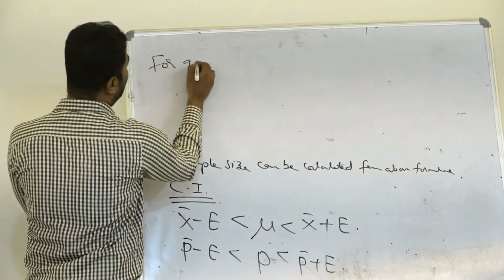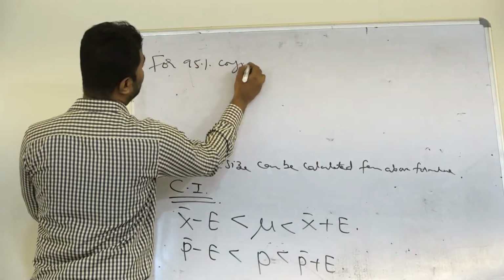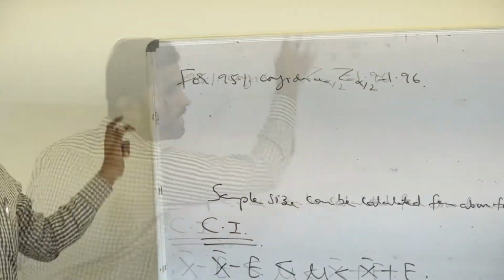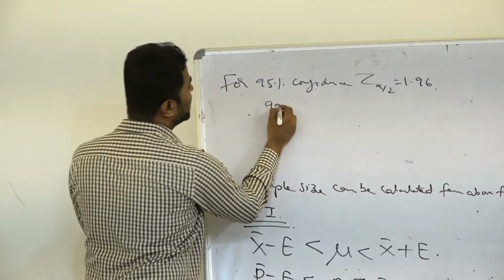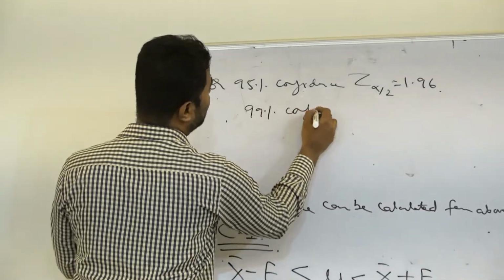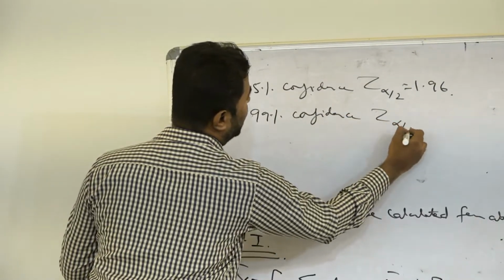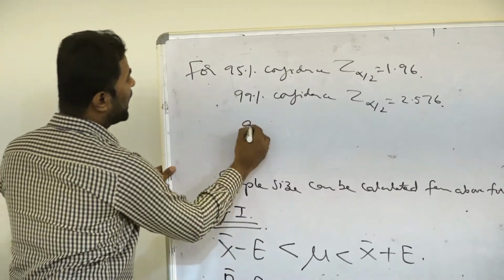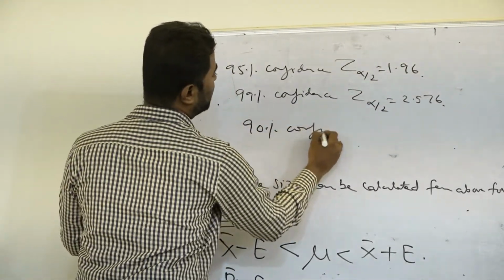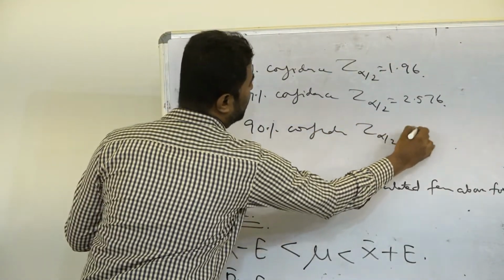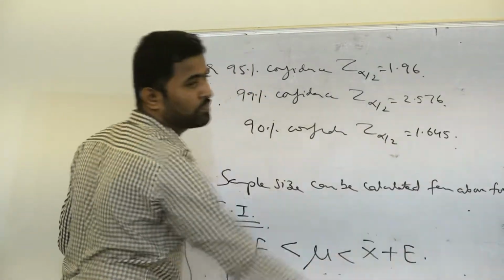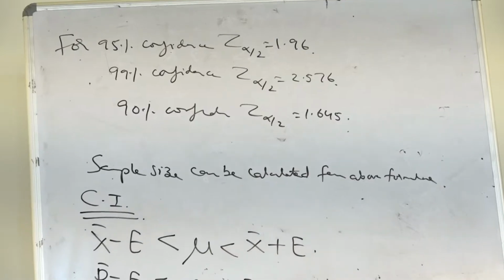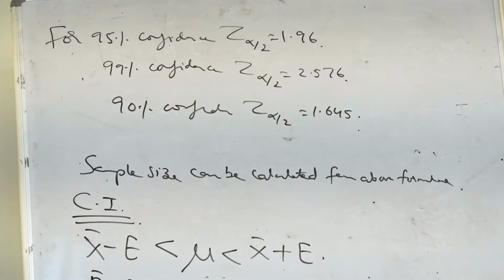For 95% confidence, Z alpha by 2 is 1.96. You remember this. For 99% confidence, Z alpha by 2 is 2.576. For 90% confidence, Z alpha by 2 is 1.645. Directly you can use them.